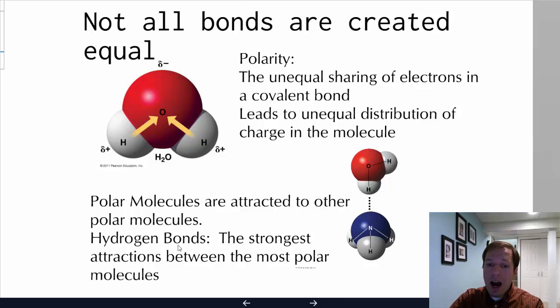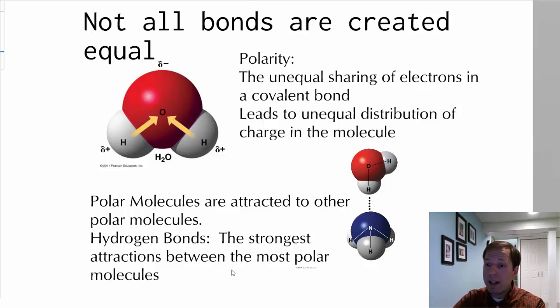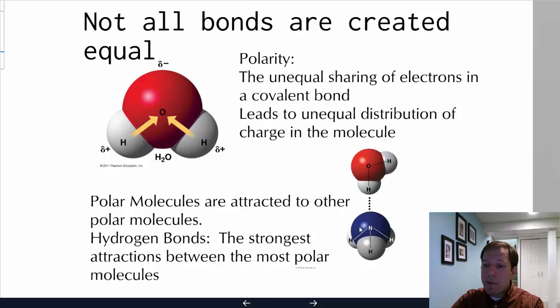What that leads to are hydrogen bonds. Hydrogen bonds are the attraction between highly polar molecules. You can see here a molecule of ammonia, NH3, and water, H2O.